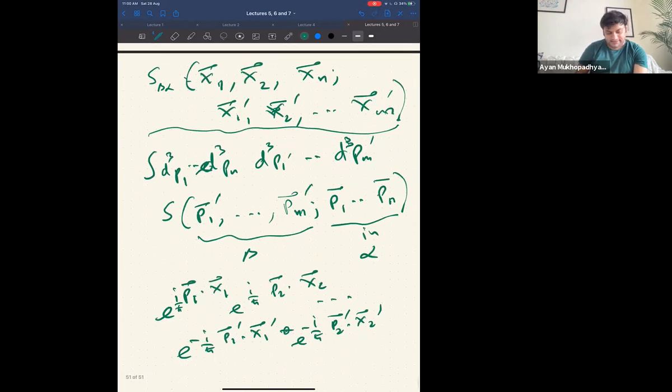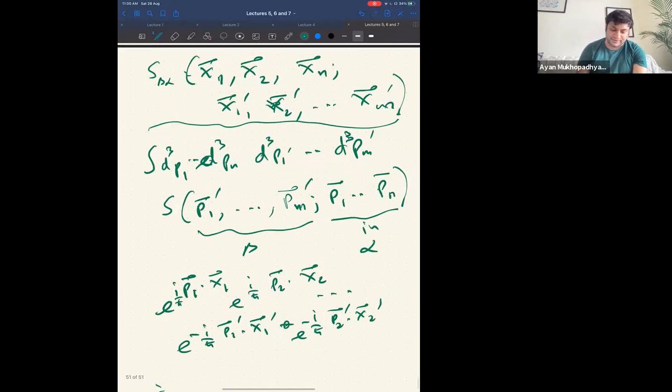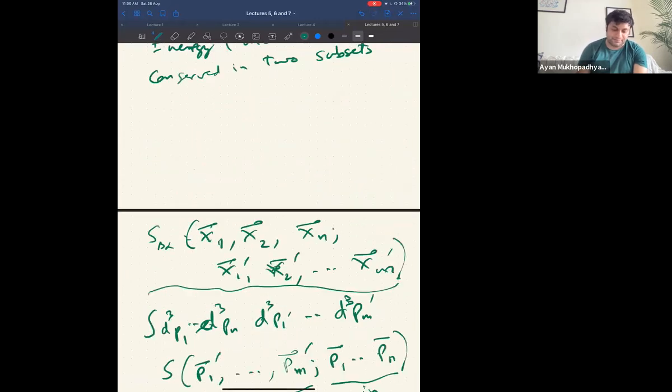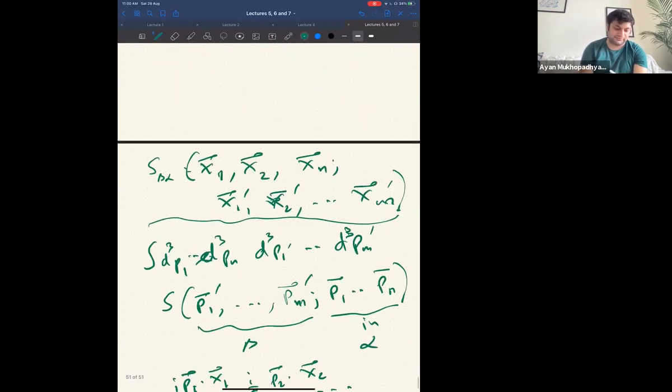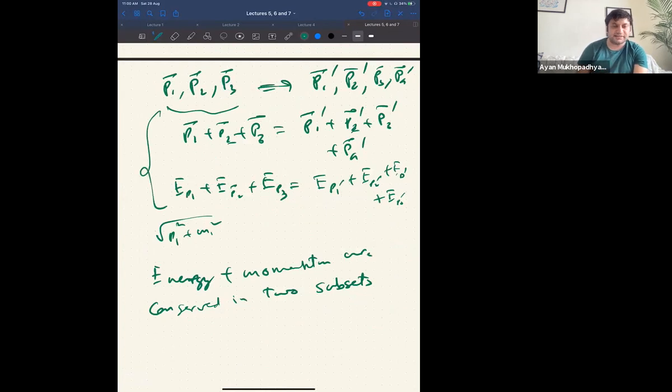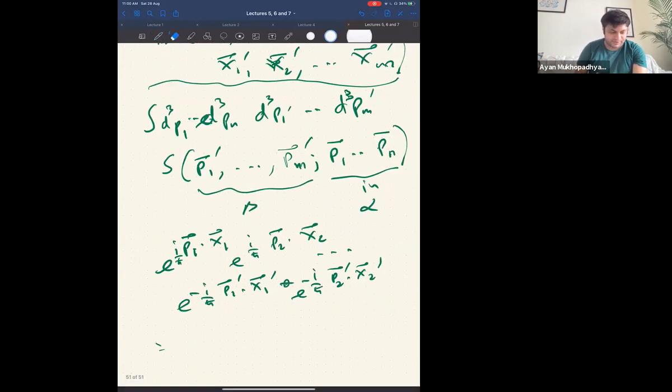What will happen is that this matrix element will factorize into two parts: a part that involves only this transformation that I'm looking at here, and the other subset of transformations where the energy momentum is conserved independently. Tomorrow I will try to give a proof of this theorem, a proof of this cluster decomposition. Let me try to write down explicitly. So this would then factorize into S.